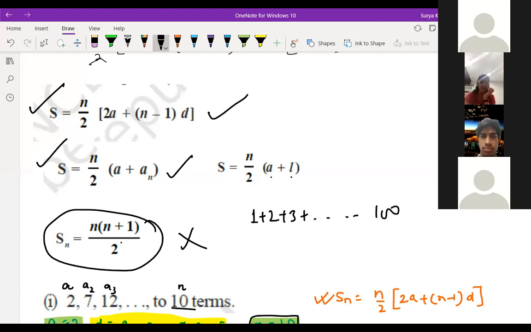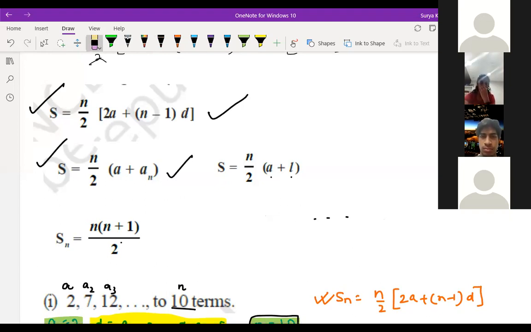That other one is only applicable if you know 1 plus 2 plus 3 plus dash dash dash till 100. Sir, for all the sums, we can use this formula. Yeah, if d is known, as in the first question, you use this formula. And here, if you know the last term, then you should use this formula. Sir, in the first formula d is there, and if we don't know d, we can also find it by a and an. Is it clear?